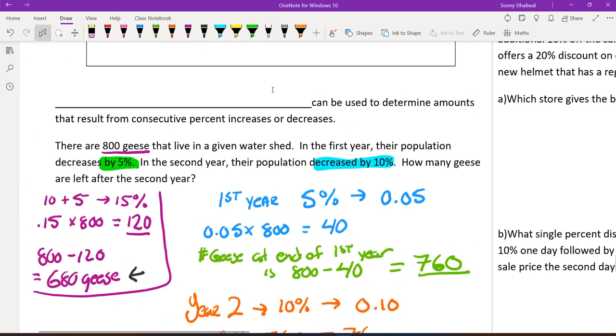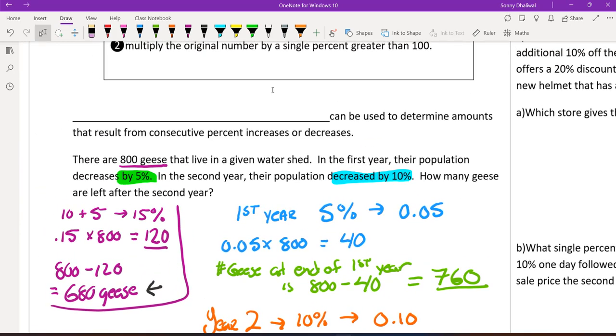So if you're doing it on the same item, you can add those percentages. If they're not on the same number, then you can't. Then you have to do it step by step. And this is called percent of percent.